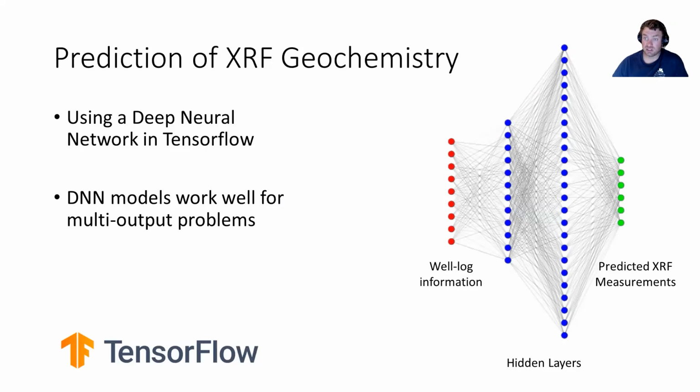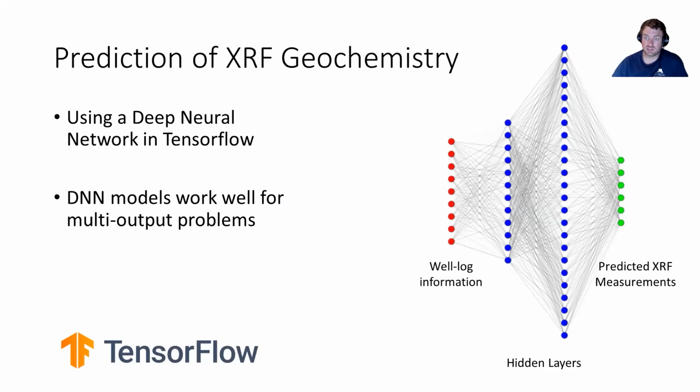Along with the clustering exercise that we did, I've also developed a neural network to try and predict XRF geochemistry in places that we don't have it. There's an XRF measurement every half foot. So if you want to infill to every tenth of a foot, or you want to do this analysis on cores that I didn't do XRF measurements on, you would use this tool.